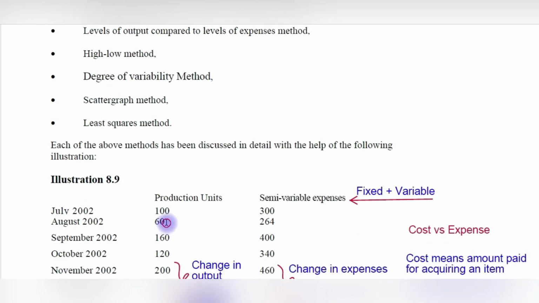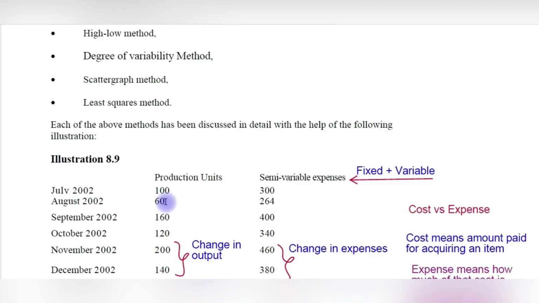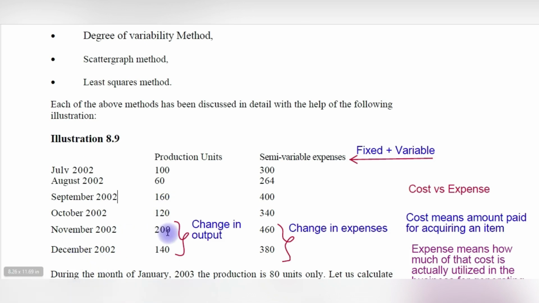We will take the lowest value. For example, August is the lowest production, 60 units. What is the highest production? 200 units. November is the highest production. So what is the difference from August to November? 140 units are increased. Corresponding increase in expenses is 264 to 460, means around 136 units are increased. Okay. So for 140 units of increase from August to November, the expenses increased only by 136 rupees.